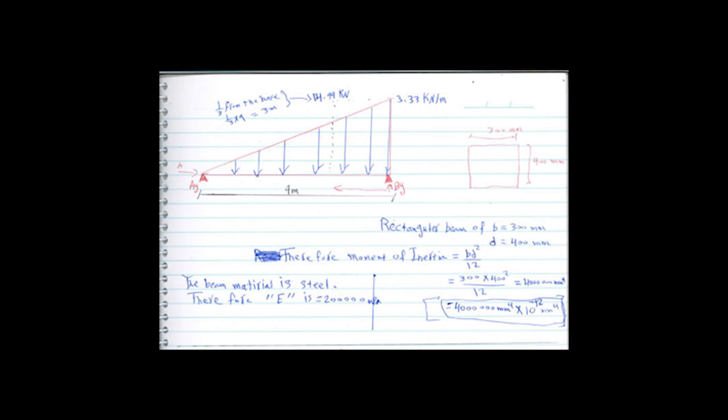First of all, I calculated the moment of inertia, using the equation bd squared over 12. Why are we calculating the moment of inertia? We need the moment of inertia to find out later the slope and the deflection.